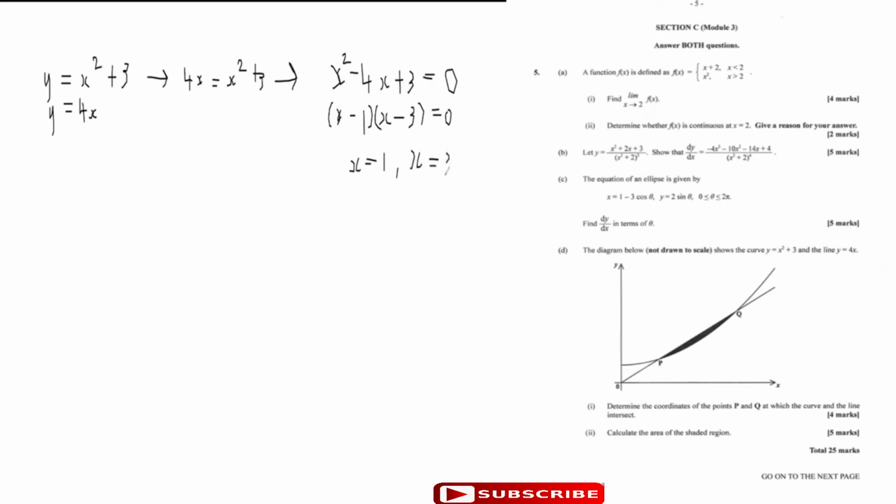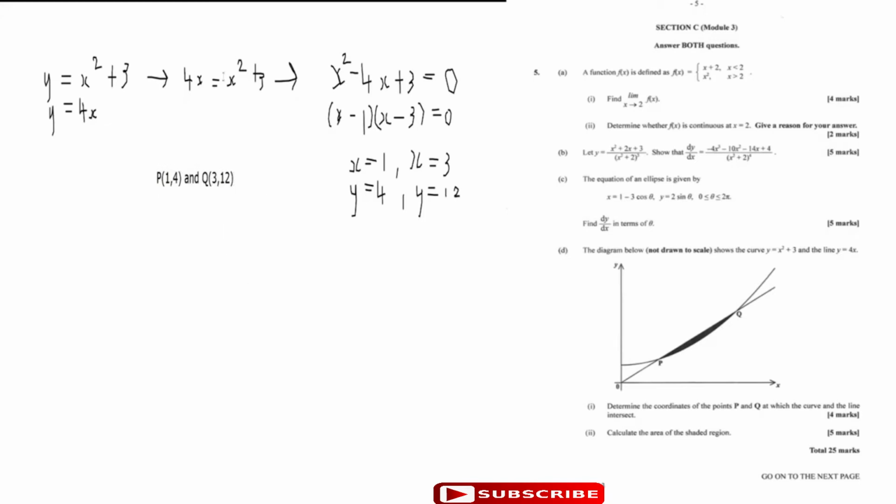Now, since x is equal to 1 and y is 4 times x, then in this case, y is equal to 4 times 1, which is 4. And in this case, y is equal to 4 times 3, which is 12. So go ahead and write it down. Tell them what is P and tell them what is Q. So you can tell them that P is the point 1, 4, and Q is the point 3, 12. Go ahead and tell them that, man.